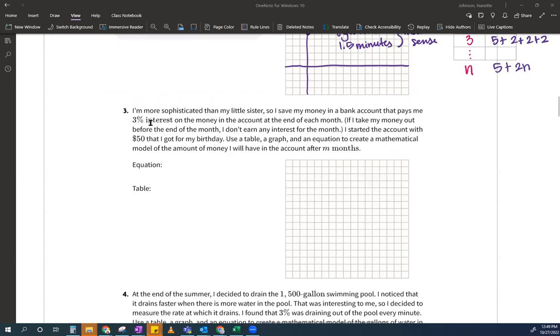Okay, so it says, I'm more sophisticated than my sister, so I save my money in a bank account that pays me 3% interest on the money in the account at the end of every single month. If I take my money out before the end of the month, I don't earn interest for the month. Okay, I started the account with $50 that I got for my birthday. Use a table, a graph, and an equation to create a mathematical model.